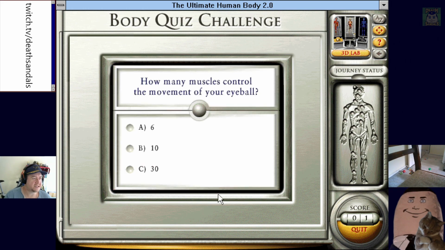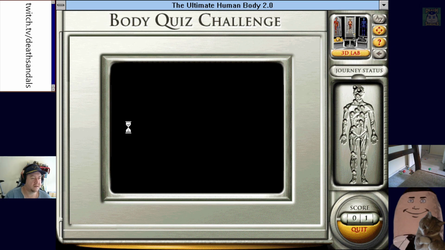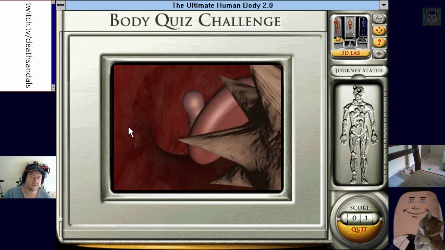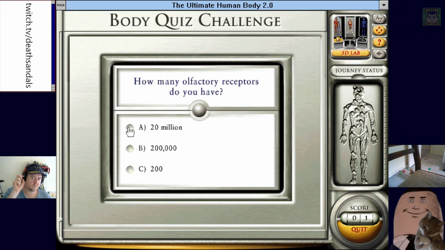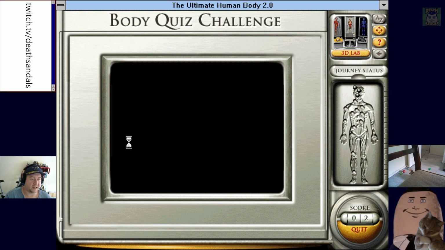How many muscles control the movement of your eyeball? I'd say at least 30. Incorrect. Only 6. So what is it? 1, 2, 3, 4. Oh yeah, for the iris, that'd be your other 2. How many olfactory receptors do you have? I believe olfactory is smell, if I remember. I think there's a fair few. No, 20 million. Okay.